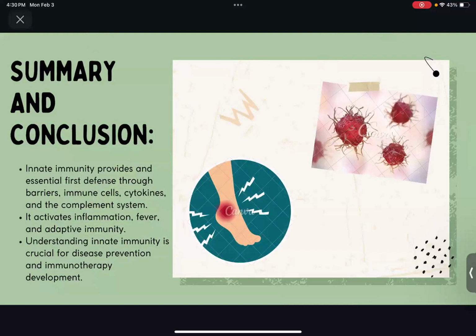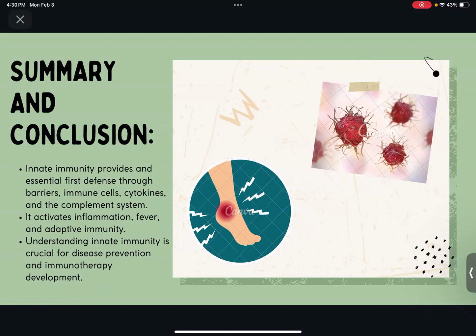And finally, the summary and conclusion. Innate immunity provides an essential first defense through barriers, immune cells, cytokines, and the complement system. It activates inflammation, fever, and adaptive immunity. Understanding innate immunity is crucial for disease prevention and immunotherapy development.